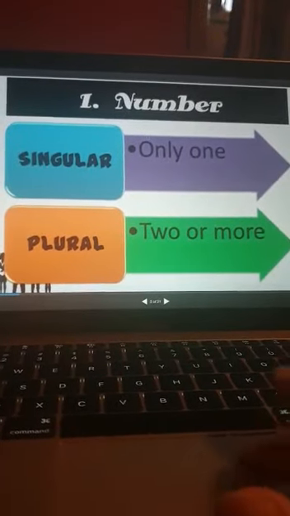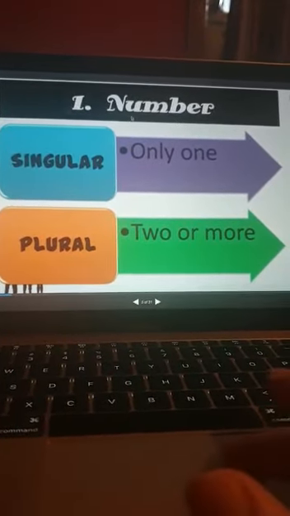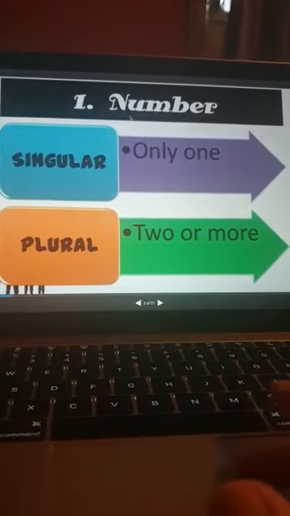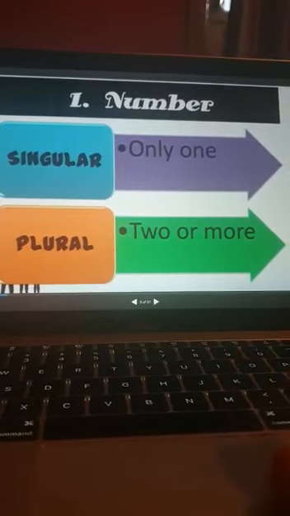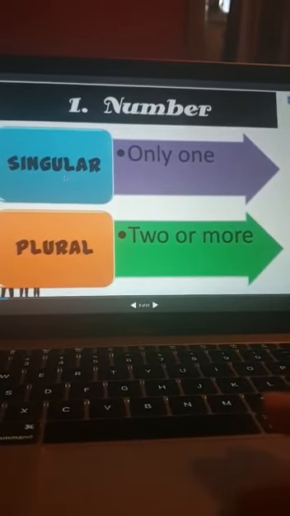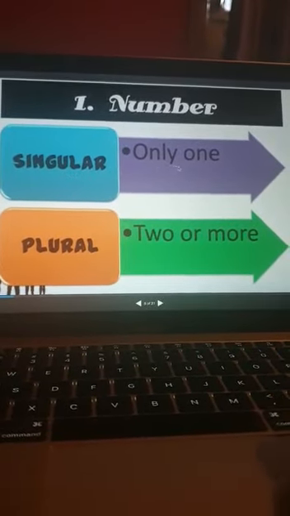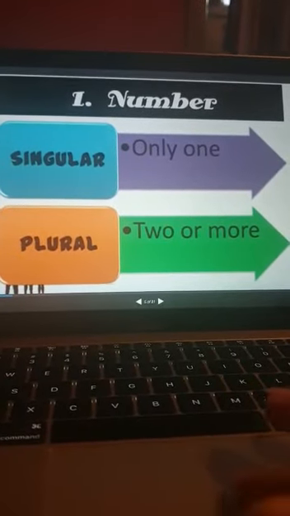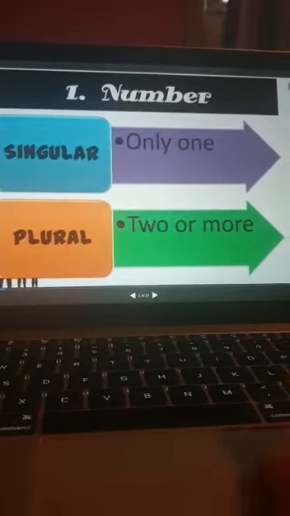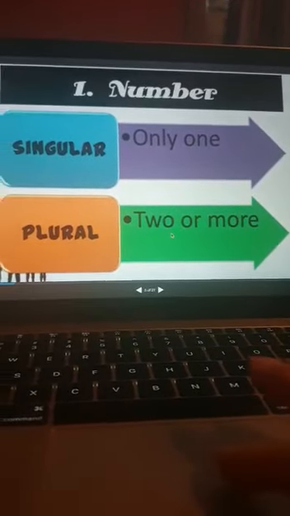First is noun number. That means one and many. And they have got their particular names. When we talk about one noun, it is called singular. That means we are talking about one noun. And if we are talking about plural, that means we are talking about two or more nouns.